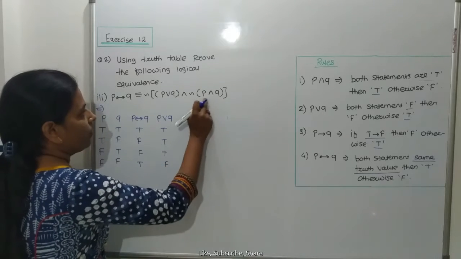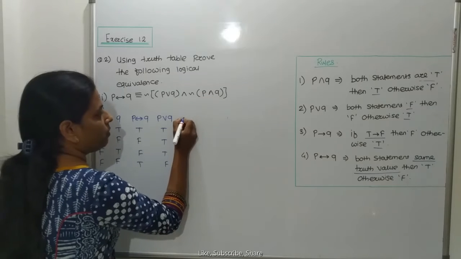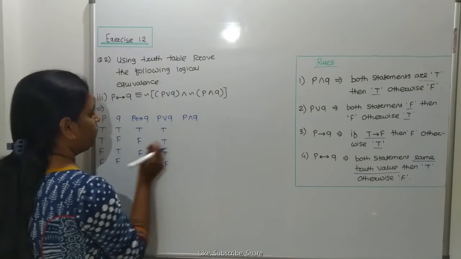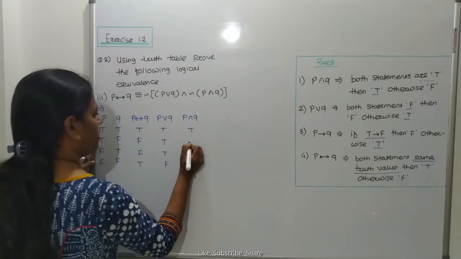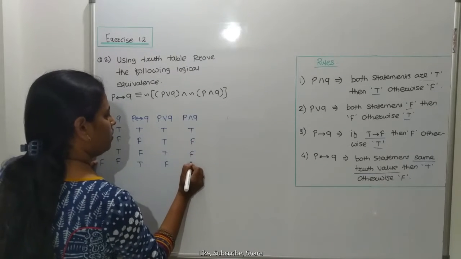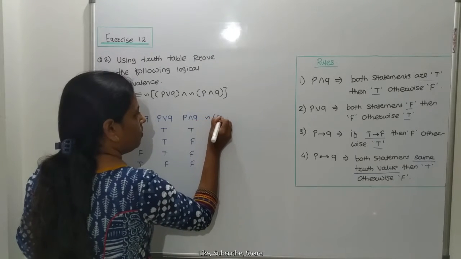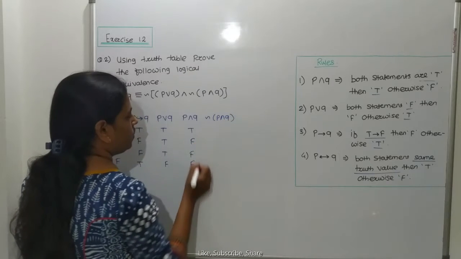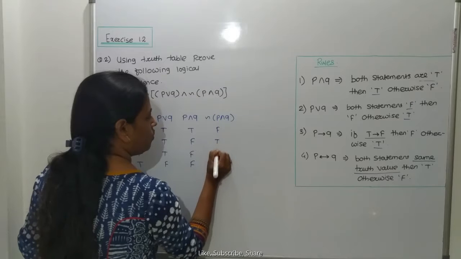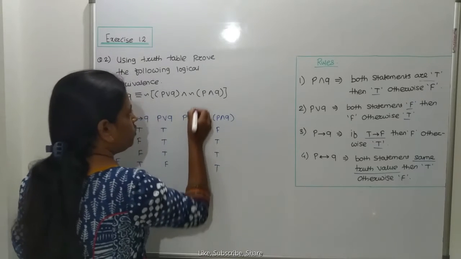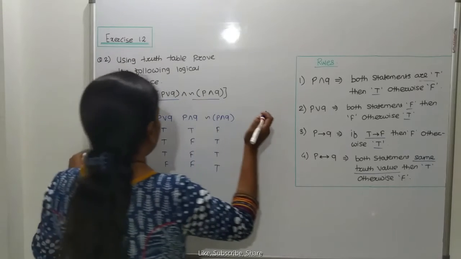Okay. Now next we have to solve this bracket. For solving this, we have to find out first this one, P and Q. So P and Q: if both are true, then only it is true, otherwise false. Now we have to calculate not of this one, so not of P and Q. So not of this: true is converted into false, true, true, true. So we have done these two parts. Okay. Now perform the AND operation with these two. So how to write?